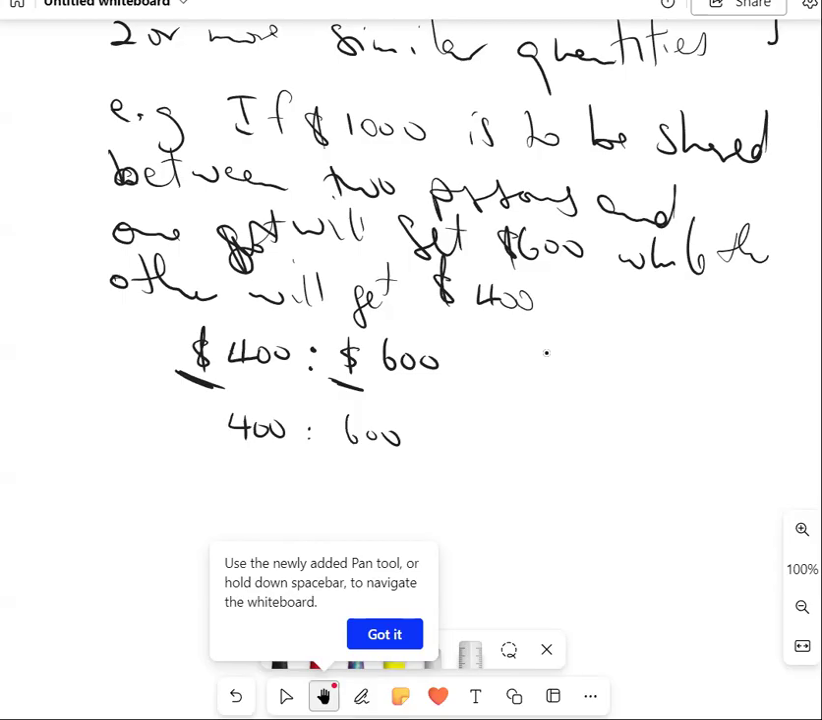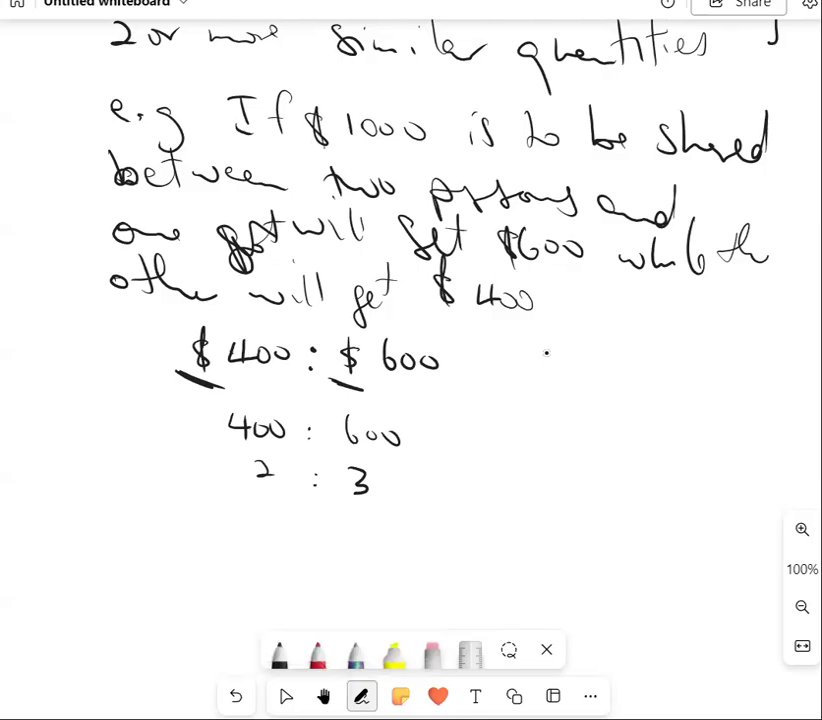Another thing we do is we reduce it just like you reduce a fraction. So I'm seeing that I can divide by 200, so I'll end up with 2 to 3. Will that be okay? Yeah. 2 to 3. So the ratio of how this money was shared is 2 to 3.